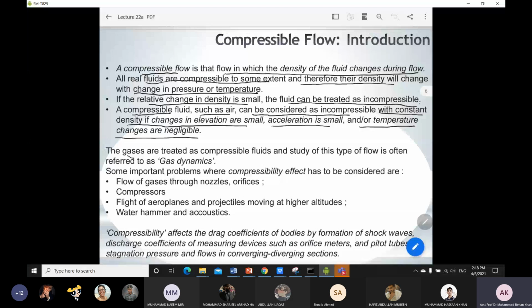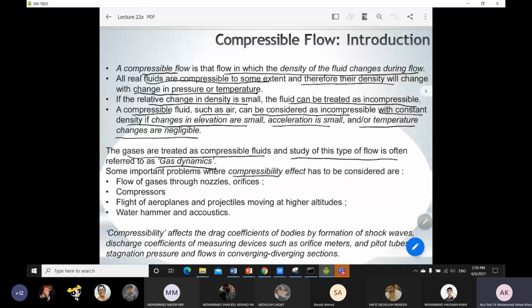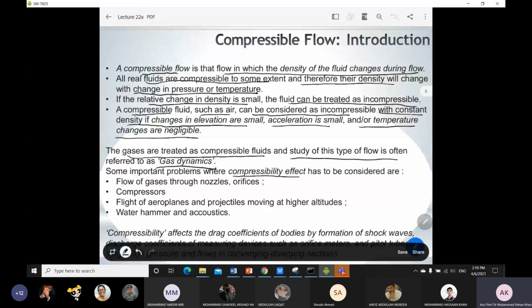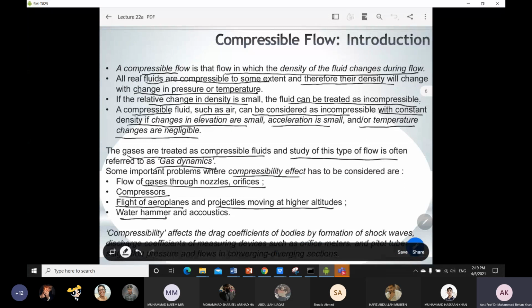The gases are treated as compressible fluids, and the study of this type of flow is often referred to as gas dynamics. Some important problems where the compressibility effect has to be considered are flow of gases through nozzles and orifices, compressors, flight of aeroplanes, projectiles moving at higher altitude, and water hammers. These are some basic areas where we have to consider the compressibility effect.